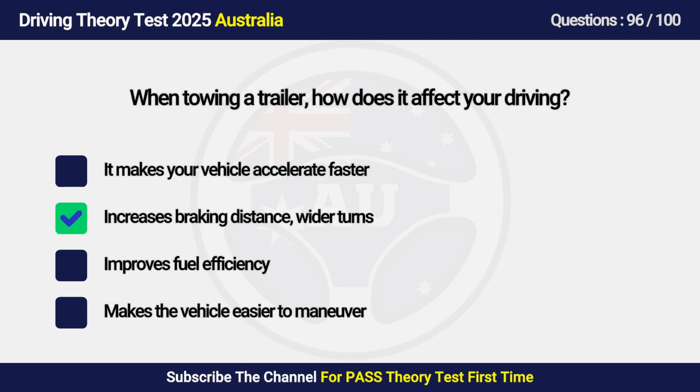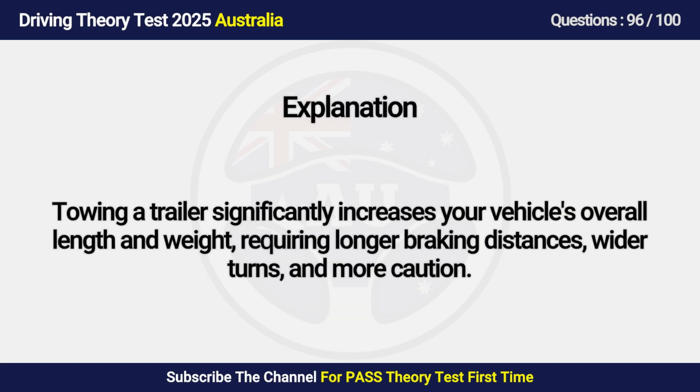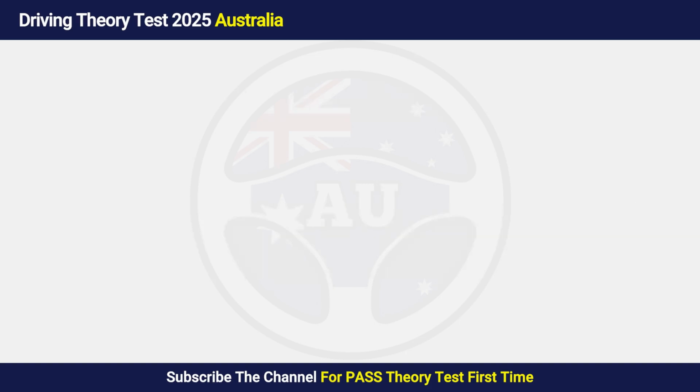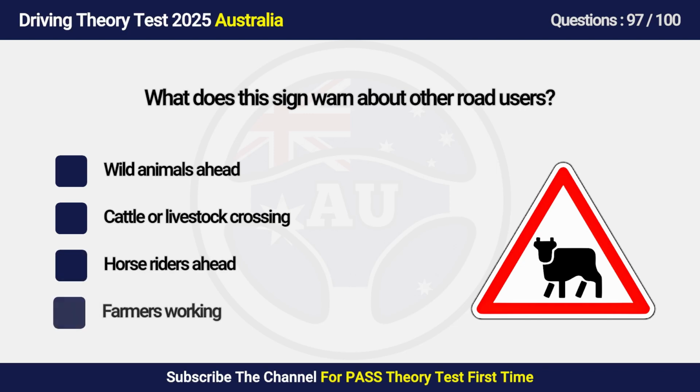Answer is B. Increases braking distance, wider turns. Towing a trailer significantly increases your vehicle's overall length and weight, requiring longer braking distances, wider turns, and more caution. Question 97. What does this sign warn about other road users? A. Wild animals ahead. B. Cattle or livestock crossing. C. Horse riders ahead. D. Farmers working.